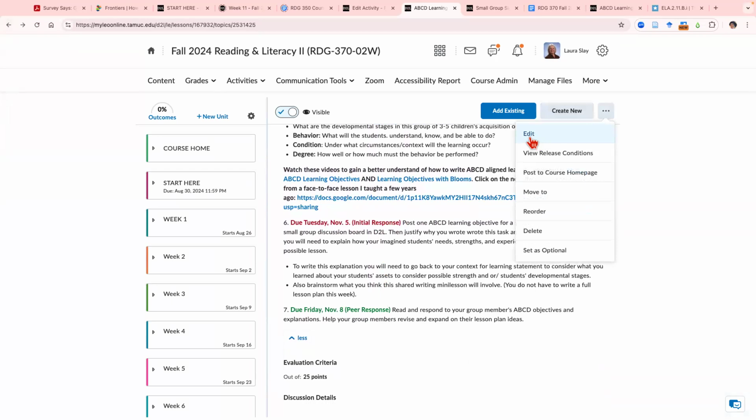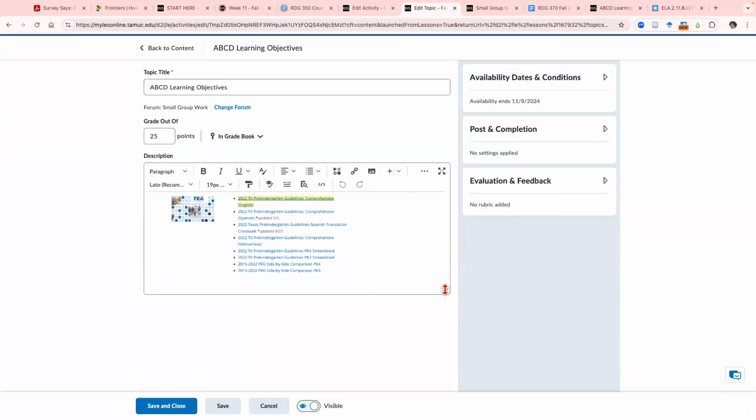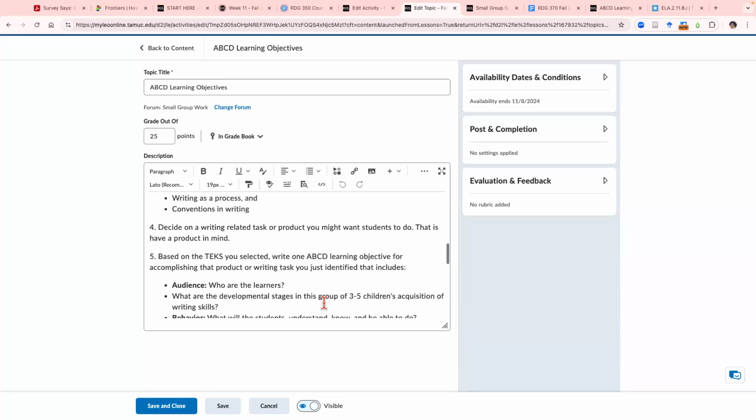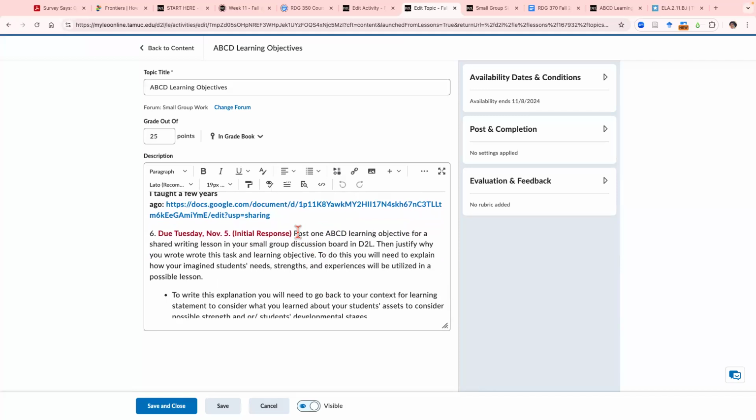Let me write that down right now. Okay. So in your initial response, let me make this a little bit bigger so we can get to the bottom. It says, post one ABCD learning objective for a shared writing lesson in your small group discussion board on D2L. So I'm going to say, post the teaks you selected. Then let's make that a different color.